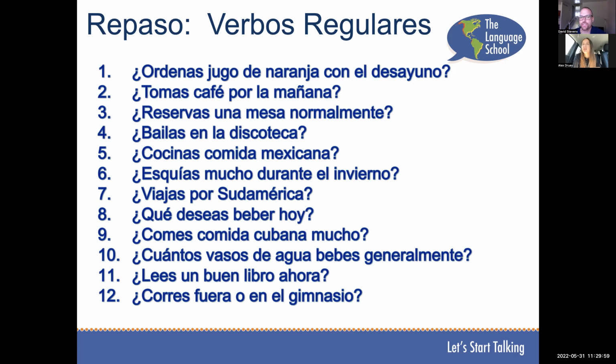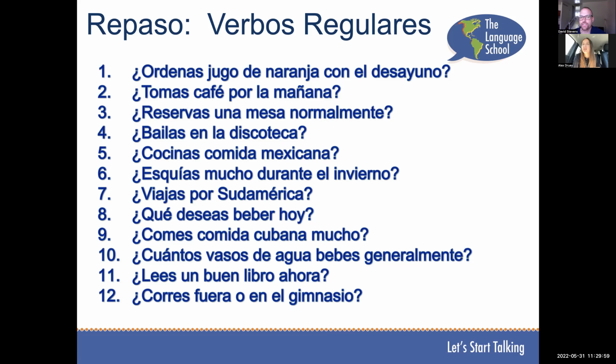¿Reservas una mesa normalmente? Sí, reservo una mesa normalmente. Muy bien. ¿Bailas en la discoteca? ¿Qué significa discoteca? Discoteca is a nightclub. No bailo en la discoteca. ¿Cocinas comida mexicana? Sí, cocino comida mexicana.